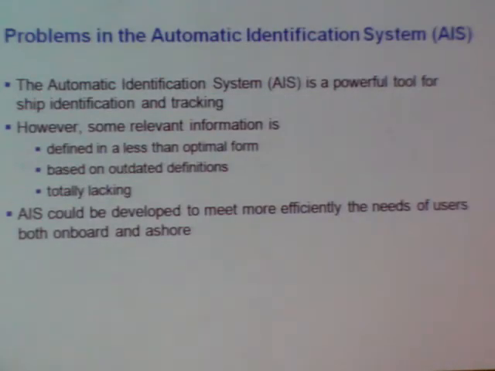As you all know, the AIS is a powerful tool for ship identification and tracking, but it has some deficiencies. Some relevant information is defined in a less than optimal form, based on outdated definitions, or totally lacking. So therefore the AIS could be developed to meet better or more efficiently the needs of the users both ashore and on board.